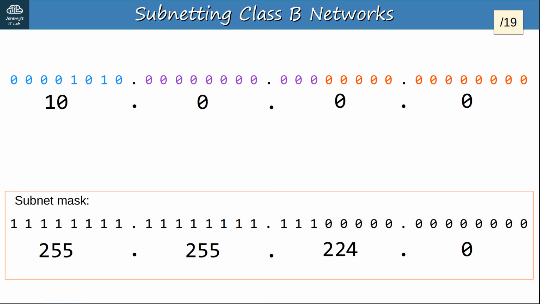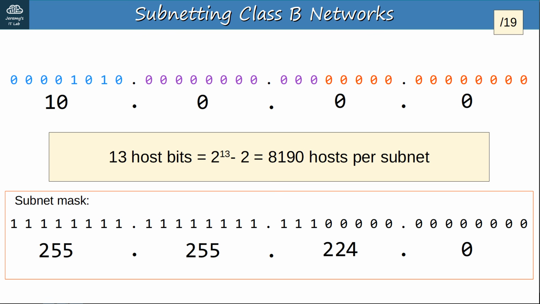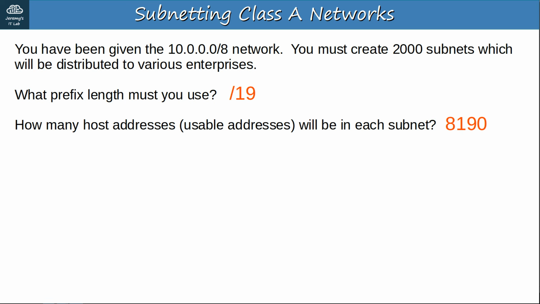Now, how many hosts will be in each subnet? Well, there are 13 host bits remaining. So, that means 8,190 hosts per subnet. So, those are the answers. We will use a /19 prefix length, and there will be 8,190 host addresses, aka usable addresses, in each subnet. This is the same process we used for Class B and Class C networks. The numbers are just larger.